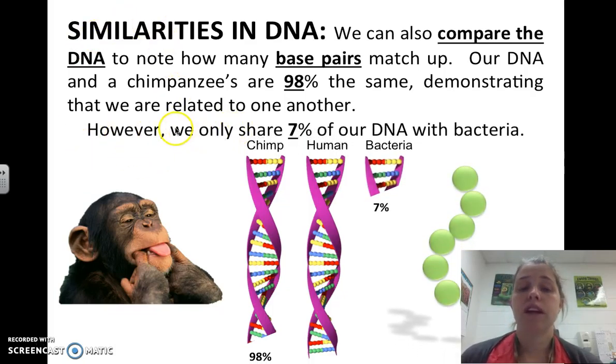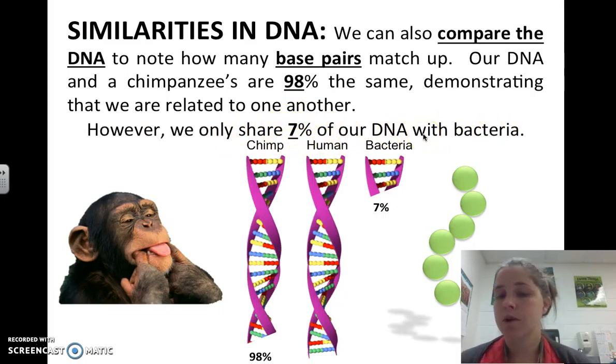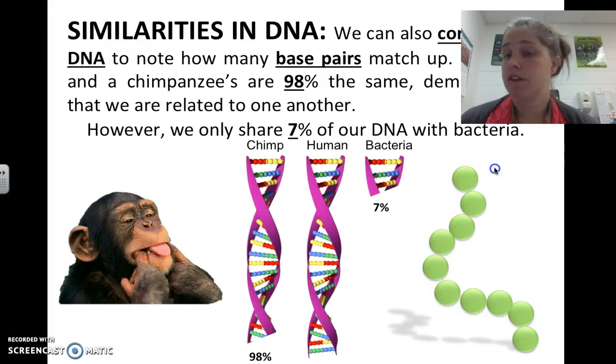Another example is we can look at bacteria. So bacteria, we only share 7% of our DNA. So we only have 7% base pairs in common with bacteria. Okay, and obviously bacteria are very different looking than us, and that means that 93% are different, which tells us why we are so different.